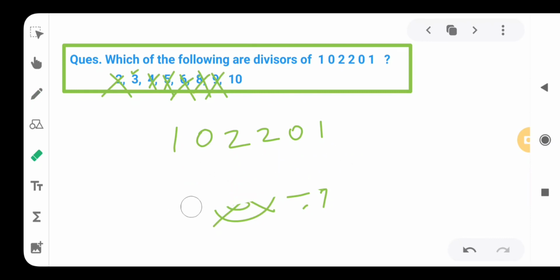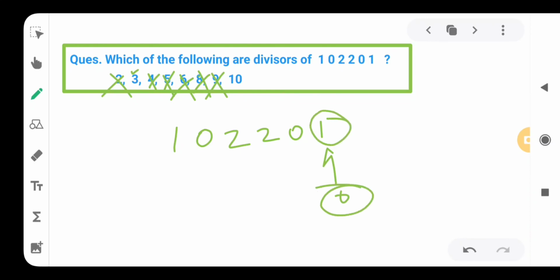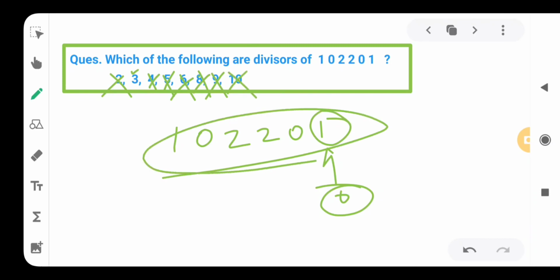According to the divisibility test of 10, we must have 0 at the last place. यानी कि unit place हमारे पास क्या होना चाहिए, 0, but we are having 1. That means this is not satisfying the property of divisibility by 10, so the entire value is not divisible by 10. So the answer to this question is that the only divisor of 102201 is 3.